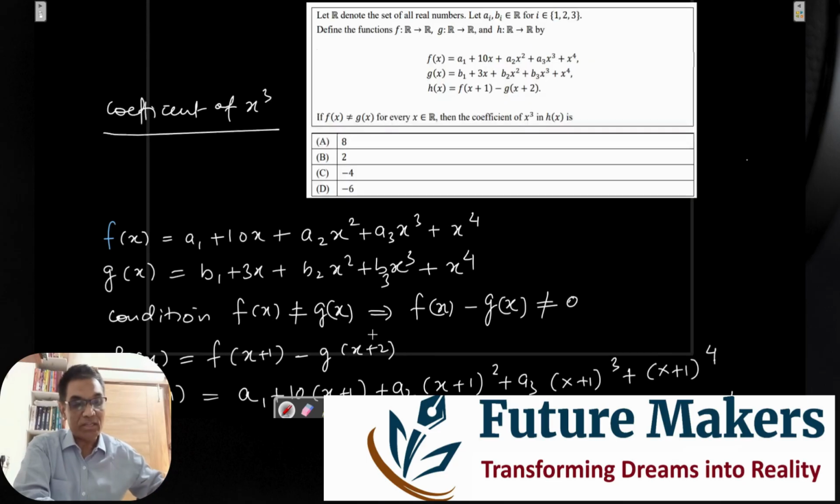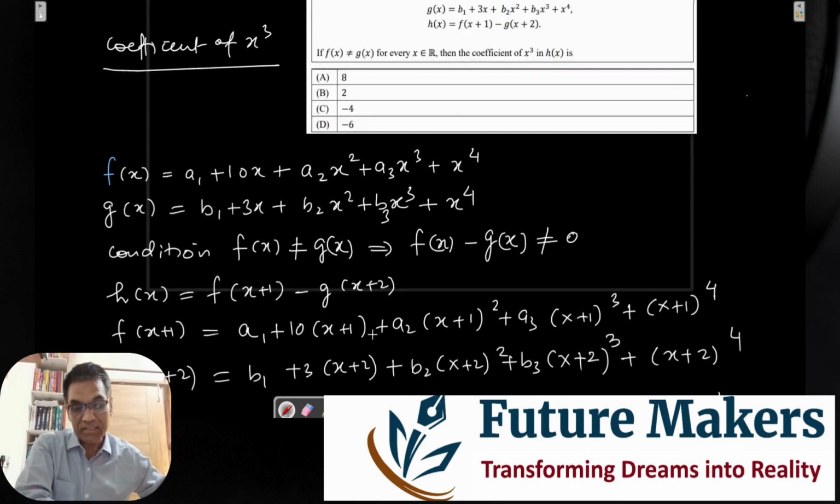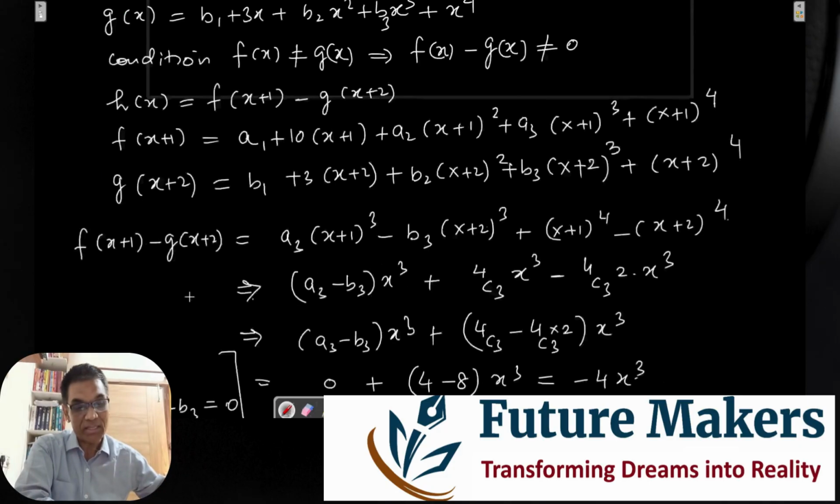Now, what is the condition? h of x equals f of x plus 1 minus g of x plus 2. What will we write for f of x plus 1? a1 plus 10 of x plus 1 plus a2 (x plus 1) whole square plus a3 (x plus 1) whole cube plus (x plus 1) power 4. We will write g of x plus 2 in the same way.